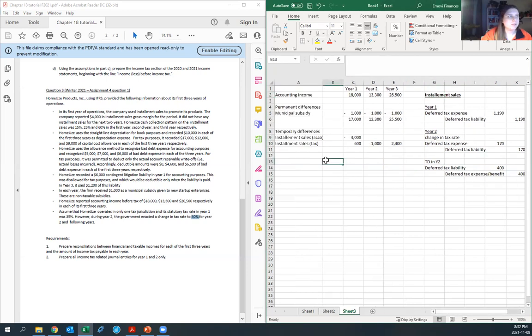All right, let's continue. Home uses the straight line depreciation for book purposes and recorded $10,000 in each of the first 3 years as depreciation expense. For tax purposes, it recorded $17,000, $12,000, and $9,000 of CCA in each of the first 3 years, respectively. So first, you want to remove your depreciation expense. Since your depreciation expense reduced your accounting income here, you want to put it as a positive. So you're going to add $10,000 in each of the 3 years.